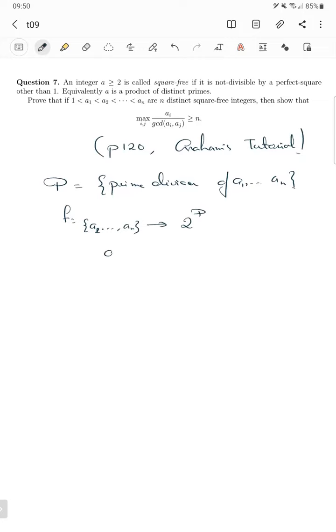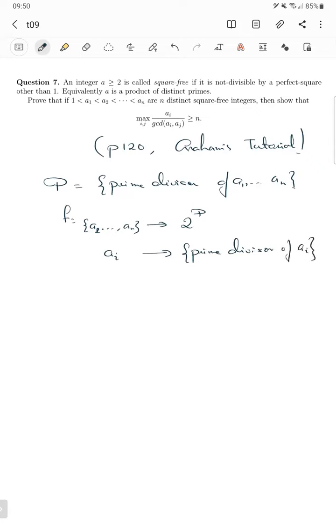Okay, so what you do is you define the set P to be all the prime divisors of A1 to An. Okay, take all the prime divisors of A1 to An, and now you associate a map, let's say a map from your set A1 to An to subsets of P, which is done via Ai goes to the prime divisors of Ai.